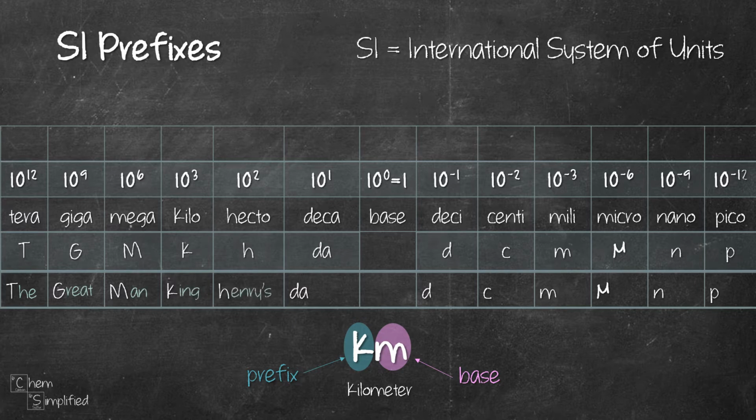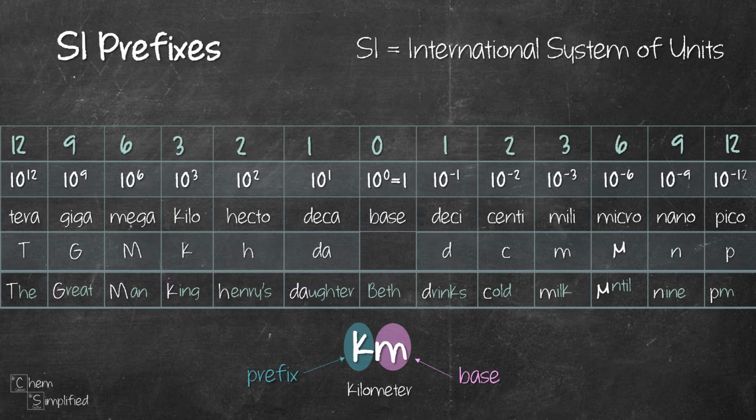That should help you remember the name of the prefixes in the correct order. The great man King Henry's daughter, Bev, drinks cold milk until 9 p.m. I've worked off from the abbreviation for each of the prefixes, starting from tera all the way to pico. As for the numbers on the exponent, we will start out with 0 for base and then 1, 2, 3, 6, 9, 12 on each side.